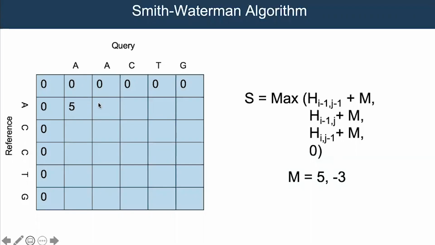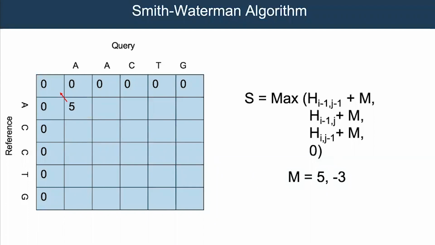And the other task is to keep track of where this maximum number is coming from. So we had three cells, and this 5 could come from any of these three. Since we have a tie, when we have a tie, we typically take the diagonal cell. But otherwise, we point this traceback arrow towards the highest scoring cell.